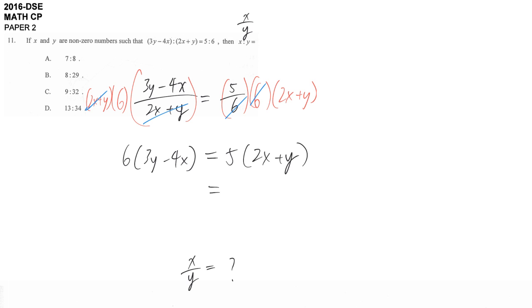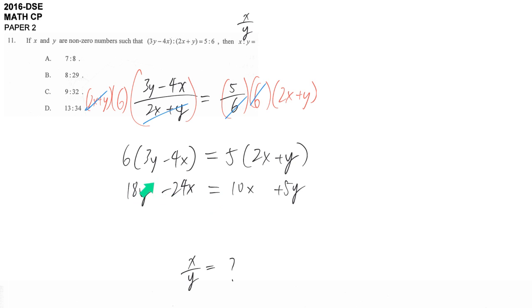We handle the bracket, remove it. So 6 times 3 we get 18y, minus 4 times 6, 24x. 5 times 2, 10x. 5 times positive y, positive 5y. At this moment, x and y, we can't combine them to form one single term.